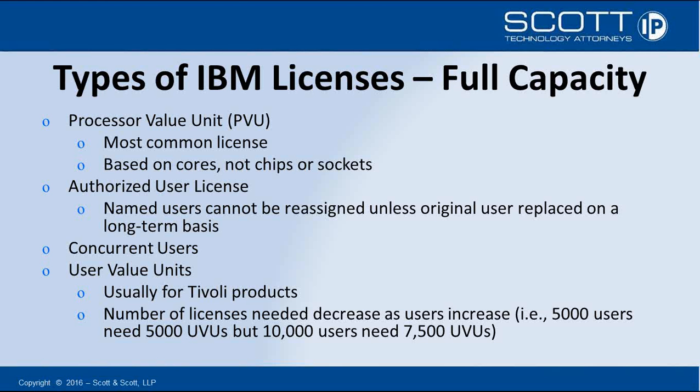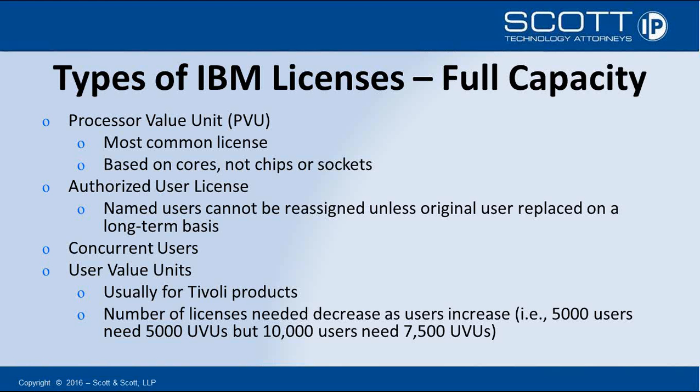So the most common license type that IBM has is a processor value unit. This is actually a calculation that IBM publishes and that the customer has to make. It is not as simple as counting up the processors or the cores. You have to count them up and then apply a factor to those licenses to identify the number of PVU licenses that are required. IBM also offers authorized user licenses and has certain restrictions on them, including that the named users cannot be reassigned unless the original user is replaced on a long-term basis.